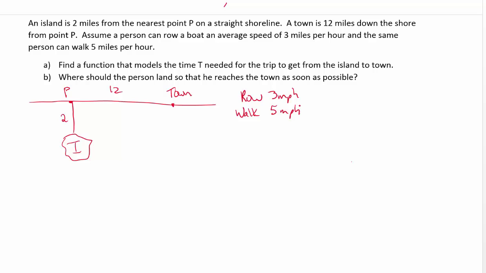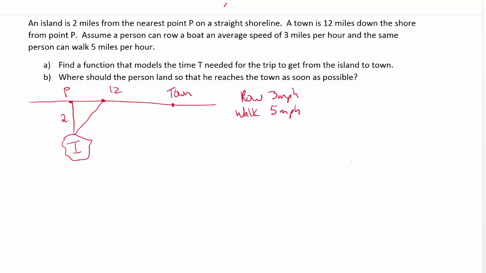Okay? So here's what you have to visualize. This person is stranded on the island, and they need to get to town. So either they could go straight across the 2 miles and then go 12 miles down shore, or they could row a little ways and then walk the rest of the way. So we want to know, where does he need to land? Where should this point be right here so that he gets to town as quickly as possible? And if you want to get there as quickly as possible, that means you want to minimize your time. So we're trying to find a time function in part A, and then we're trying to find the minimum of that time in part B.